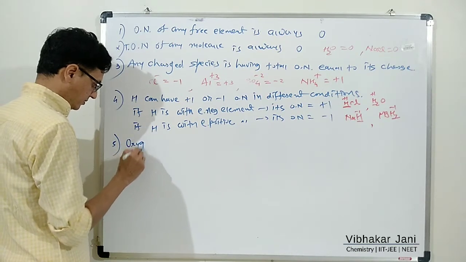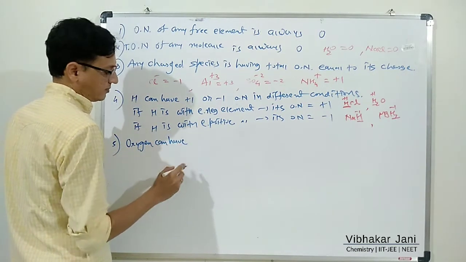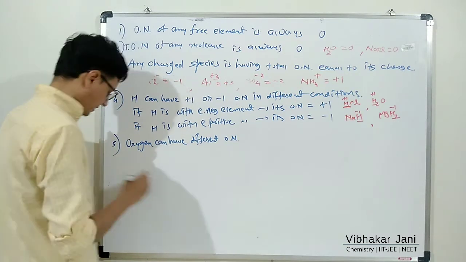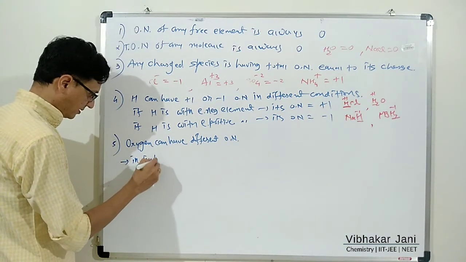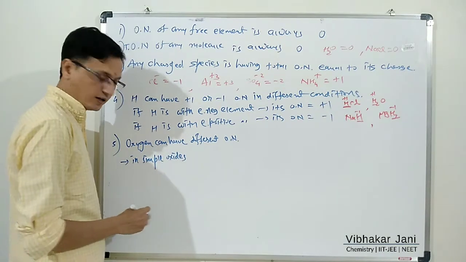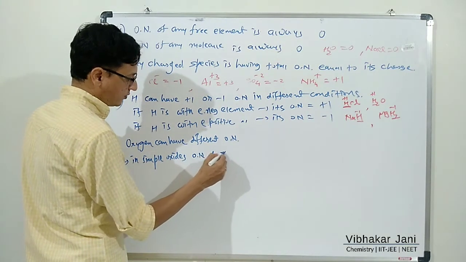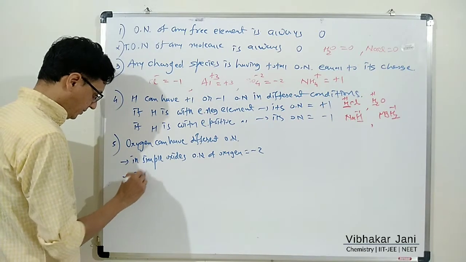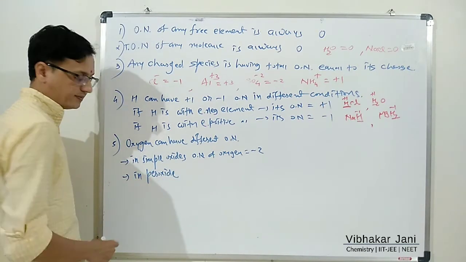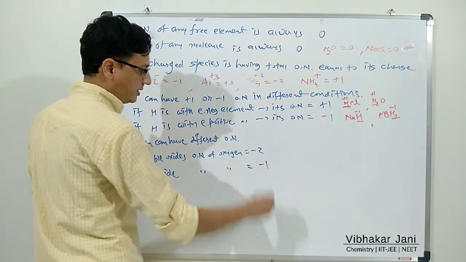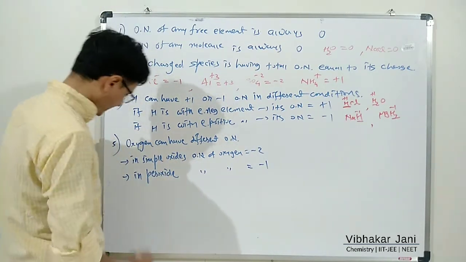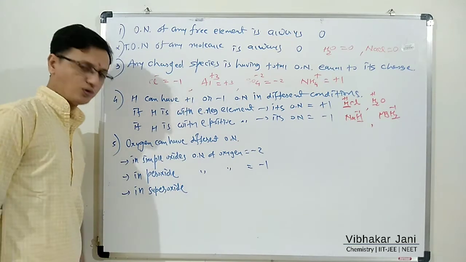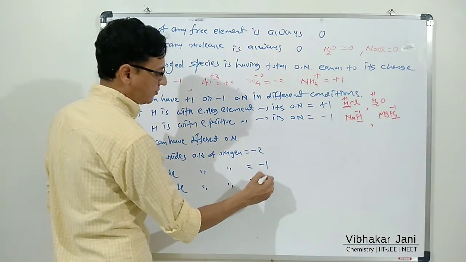Oxygen can have different oxidation numbers. In simple oxide, the oxidation number of oxygen is equal to -2. In peroxide, the oxidation number of oxygen will be -1, and in superoxide, the oxidation number of oxygen will be -1/2.